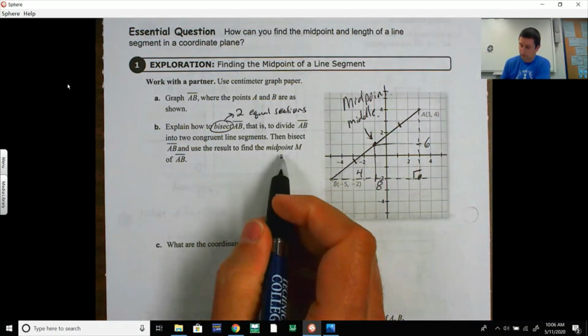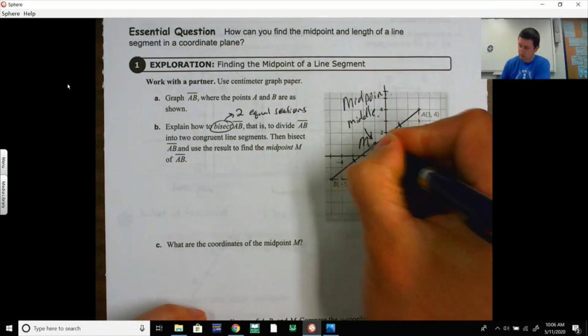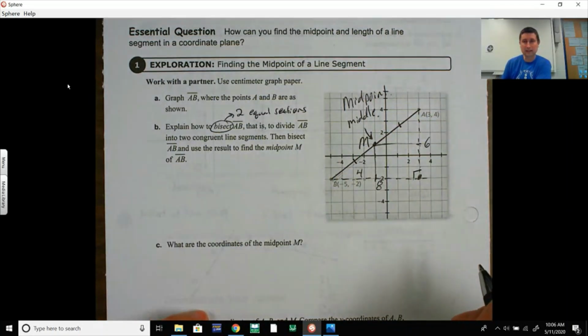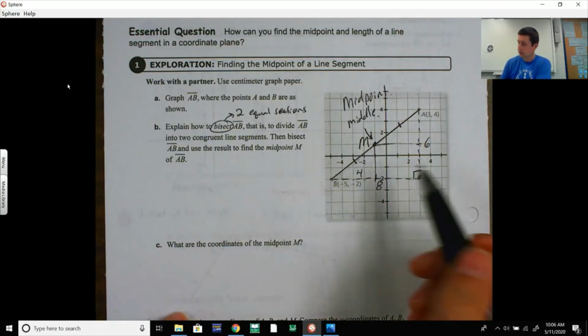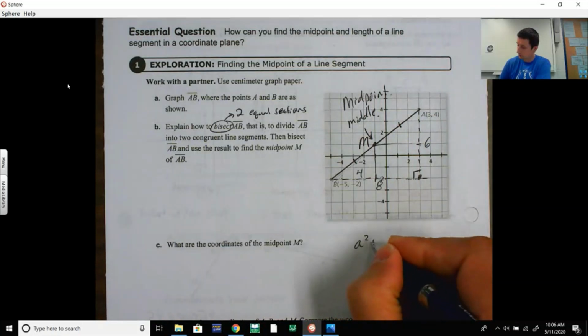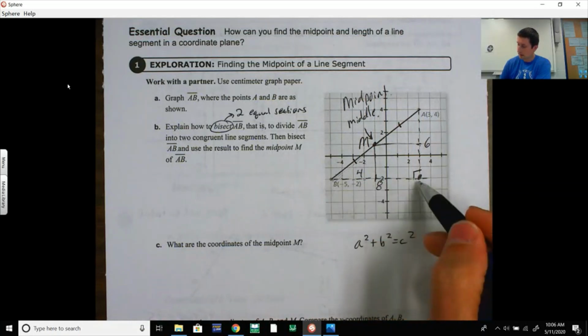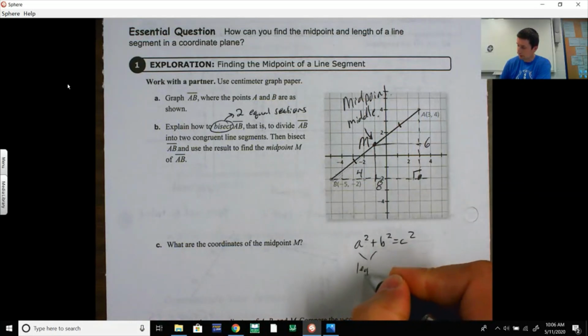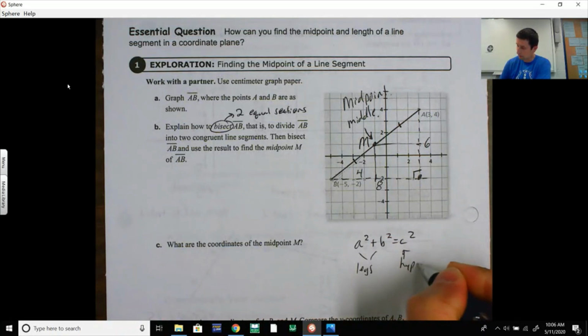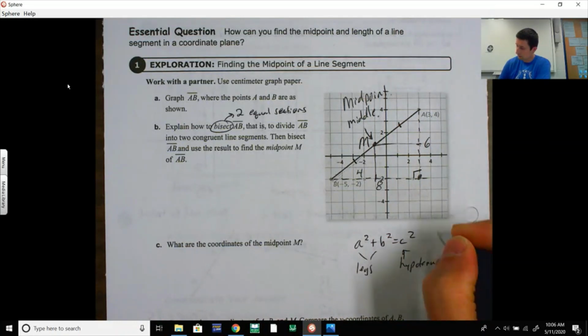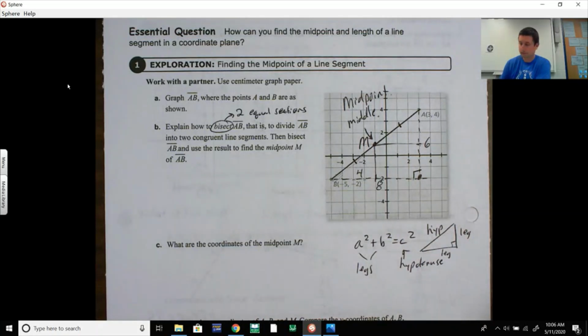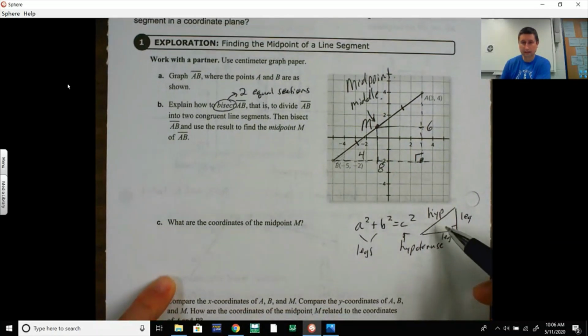Okay, so use the results to find the midpoint M. So that'd be the midpoint M of line AB. Now remember, finding the length, Pythagorean theorem, just a quick review with that, a squared plus b squared equals c squared. When you have a right triangle, A and B are the legs, called the legs. C is called the hypotenuse. So when you have a right triangle, this is the hypotenuse, this is a leg, this is a leg. Doesn't matter which one is which. Okay, so hypotenuse is the longest side, the one that's longest.